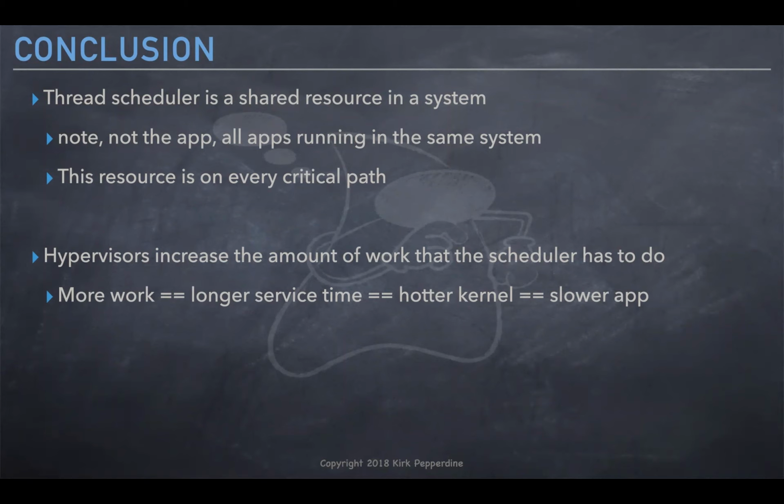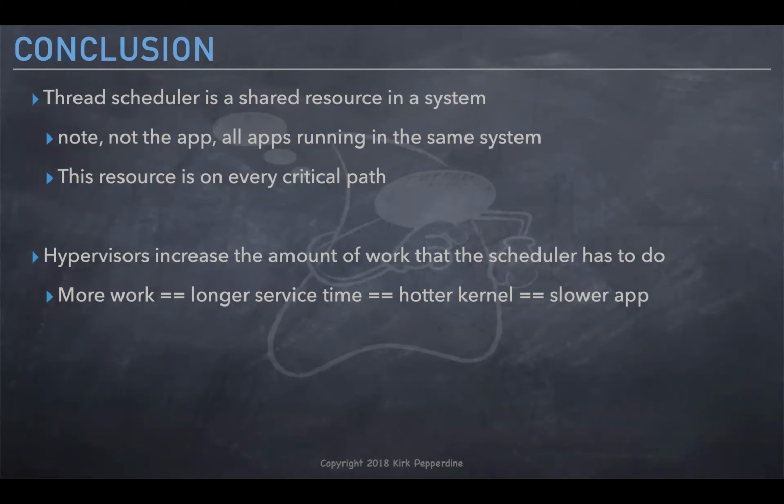And we need to note that not just the app, but all apps running on the same system are going to be affected by this, right? Because this is in the critical path of every single app that's using the thread scheduler, which is all of them.